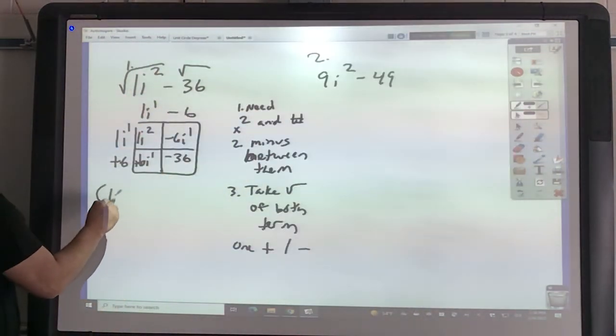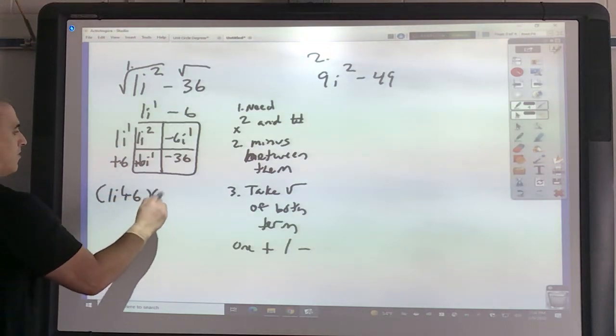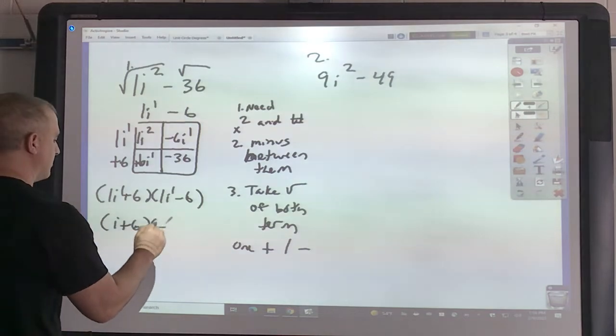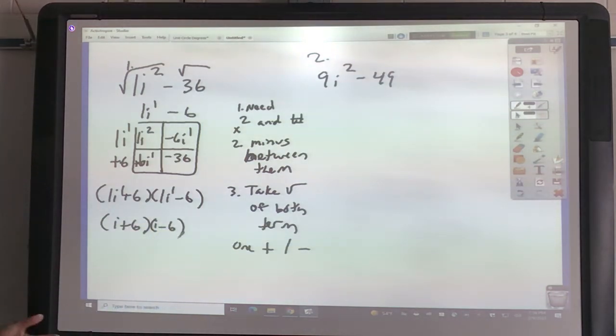So what are my factors? 1i to the first plus 6, 1i to the first minus 6. You can just write that as i plus 6, i minus 6. All right, so it's that simple with difference of squares.